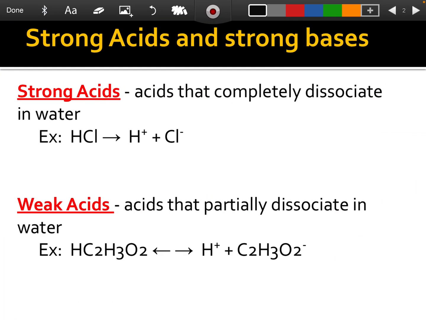And here we go. So the definition of a strong acid is an acid that completely dissociates in water. So remember, dissociates means to break apart. So basically, strong acids will have every single molecule break apart. So if you have HCl in this beaker, here you have your HCl molecules. So say we have 3 HCl molecules.